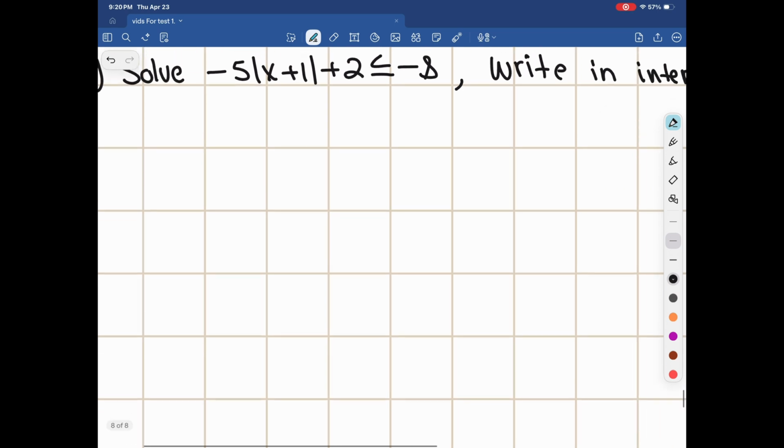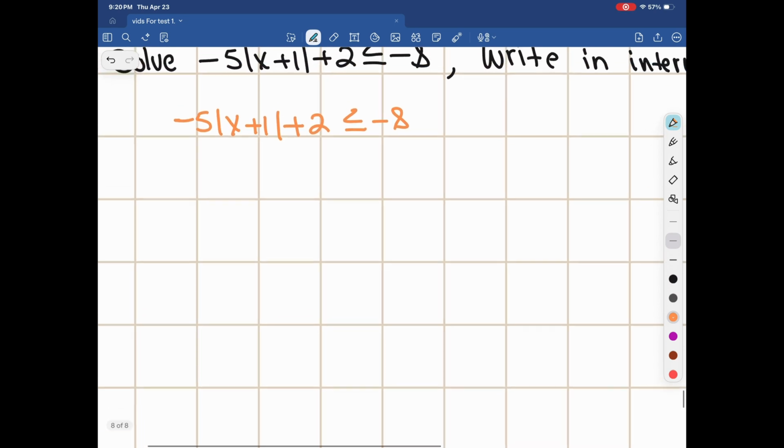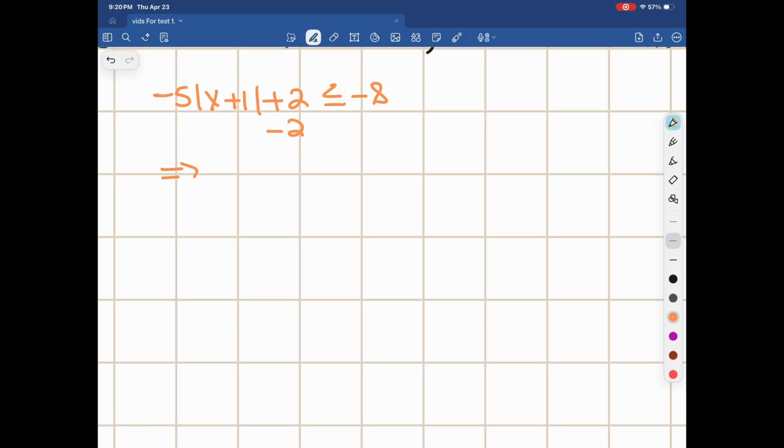So the first thing we always have to do is get the absolute value by itself. So we'll rewrite it here as the absolute value of x plus 1. We'll change color to make it not so confusing. We'll rewrite our equation: is less than negative 8. And then we will add 2. Always do the addition or subtraction first. And that will give us negative 10.